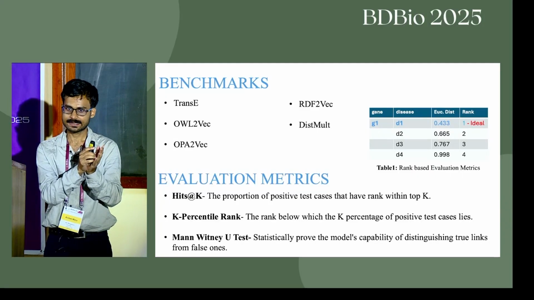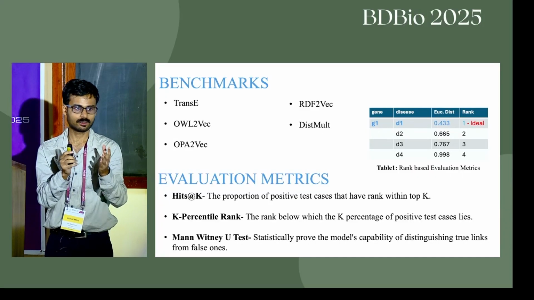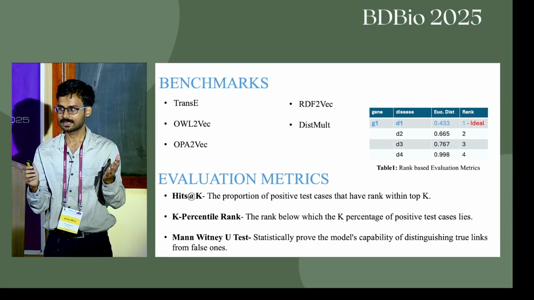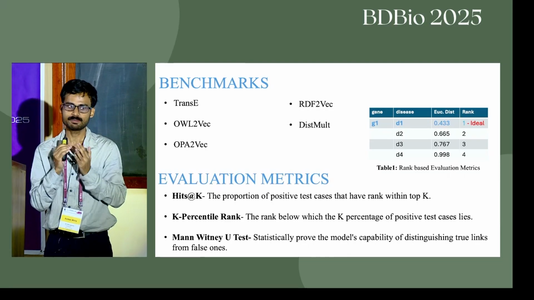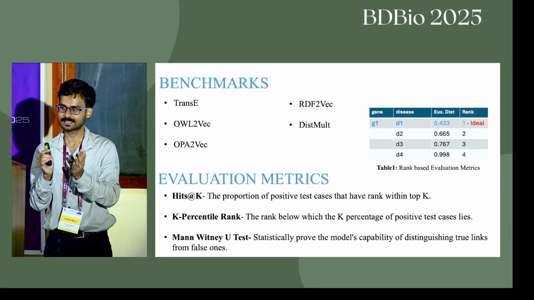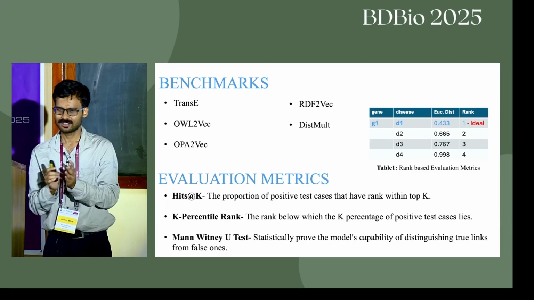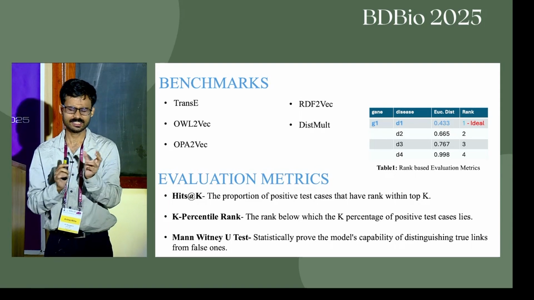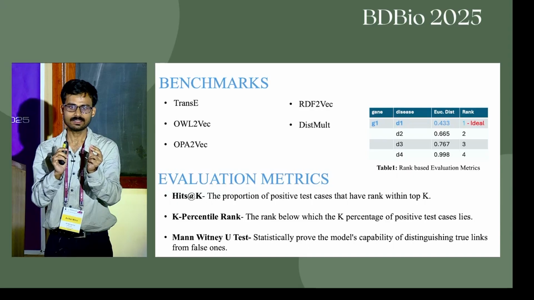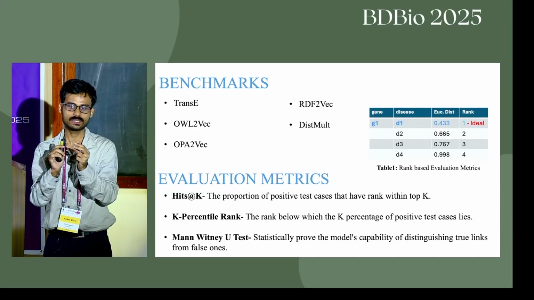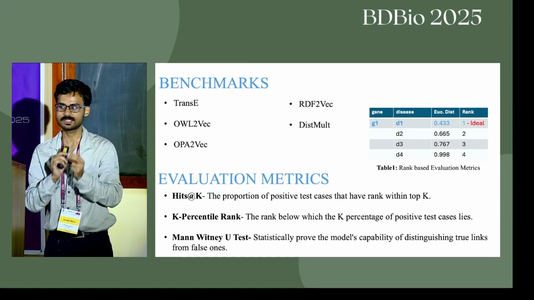So we have tested our embedding model against other knowledge graph embedding models to check its performance. The evaluation metrics which I have used are the hit score and the k percentile rank. It's very simple. Suppose we are doing gene disease prediction. For a particular gene, we rank all the diseases based on the Euclidean distance between them in vector space.